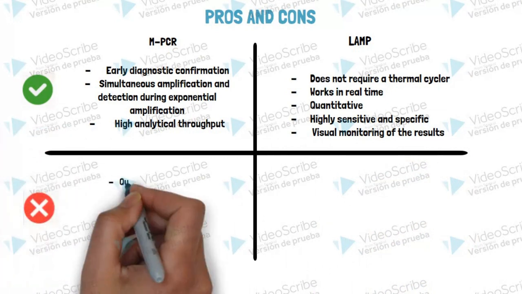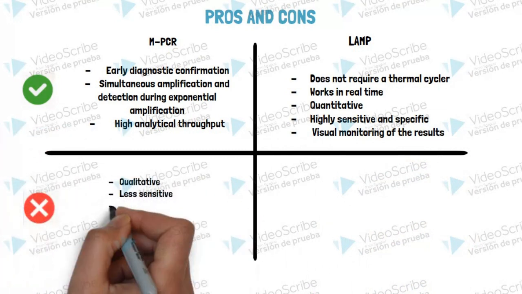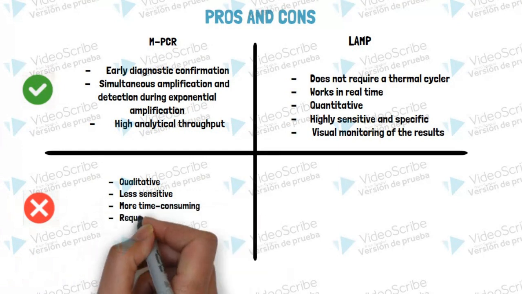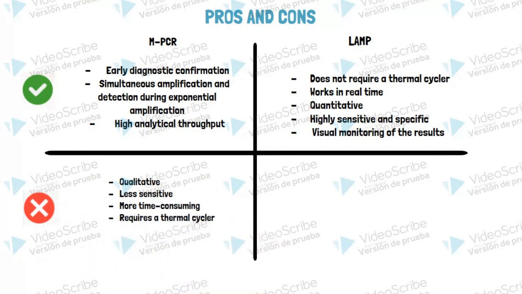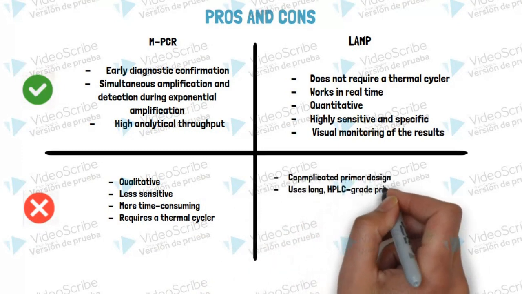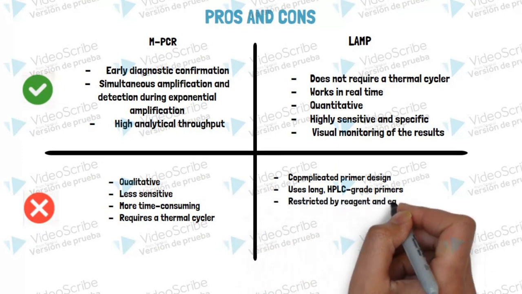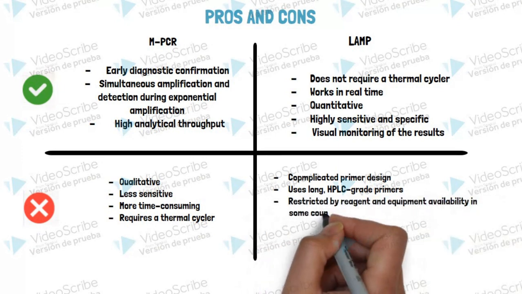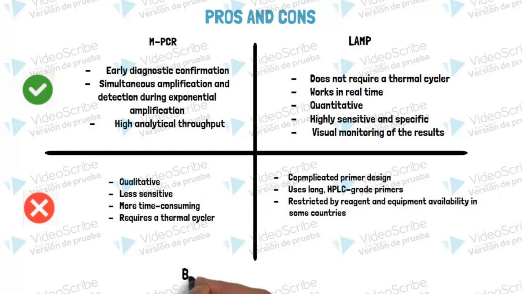For the disadvantages, the MPCR test is qualitative, it is less sensitive, and it takes more time than the LAMP test. It also requires a thermocycler. For the LAMP test, it has a complicated primer design. It uses long HPLC grade primers, and the use of the test is restricted by regions and equipment availability in some countries. Both of the tests are confirmatory tests.